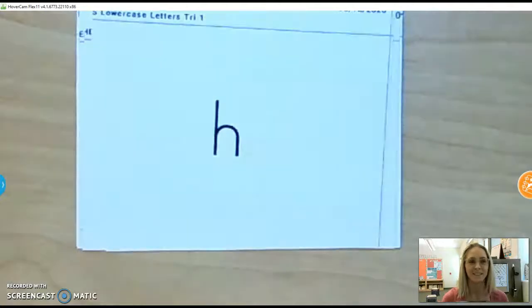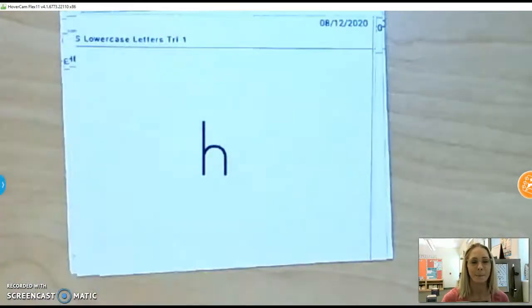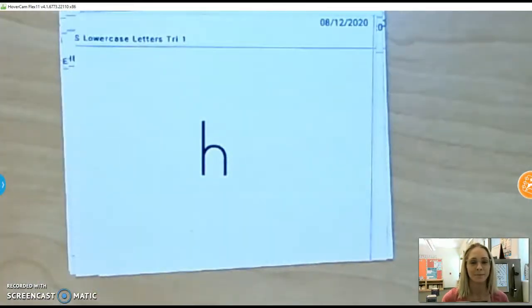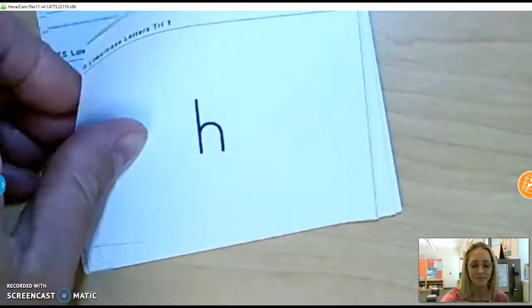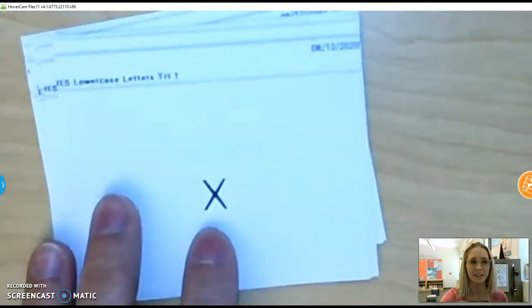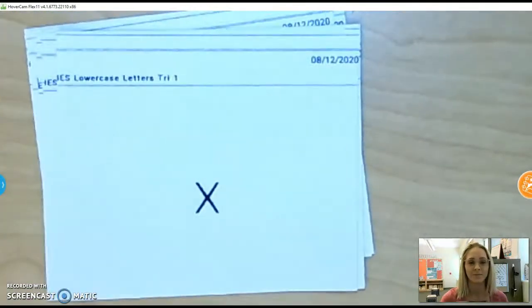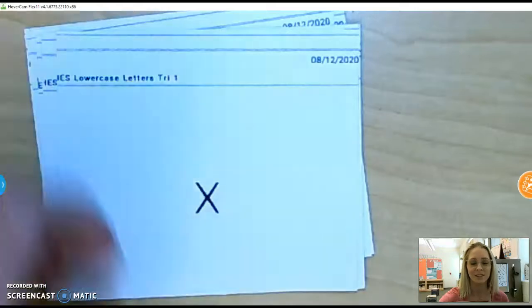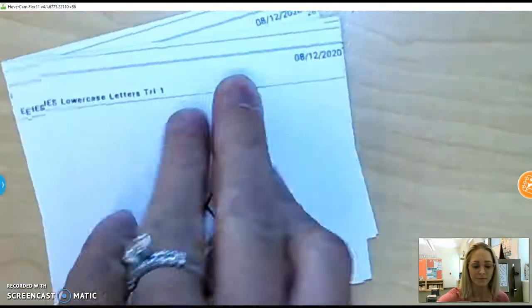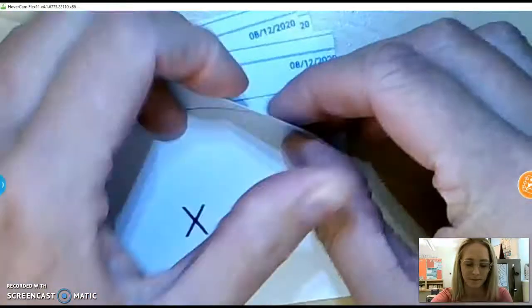Okay. What letter is this? That's the letter H, and it says H. Say H, H. Good job. What letter is this? Good, that's X, and it says X. Say X, X. Good job.